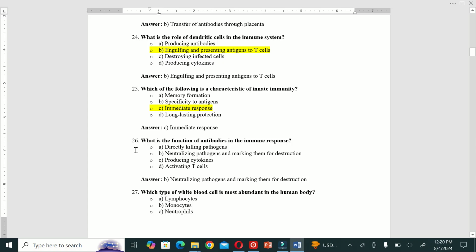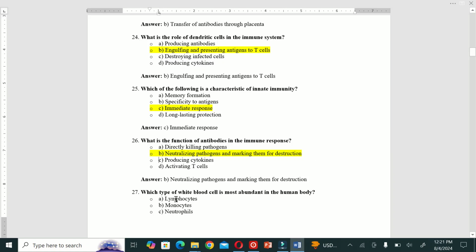The next MCQ is: what is the function of antibodies in the immune response? A. Directly killing pathogens. B. Neutralizing pathogens and marking them for destruction. C. Producing cytokines. And D. Activating T cells. So the correct option is B. Neutralizing pathogens and marking them for destruction.